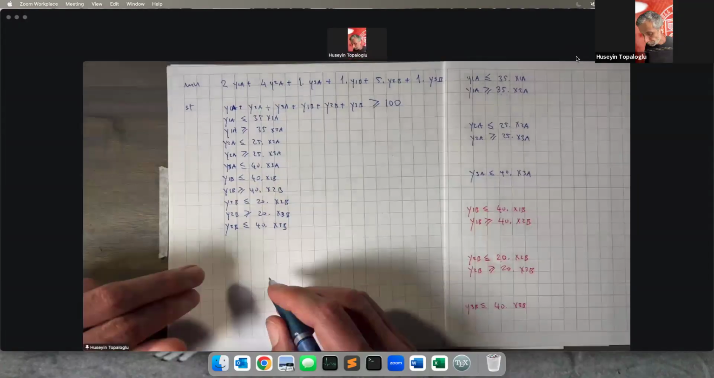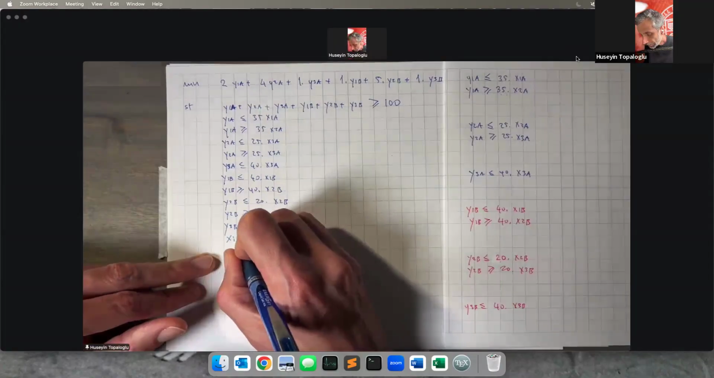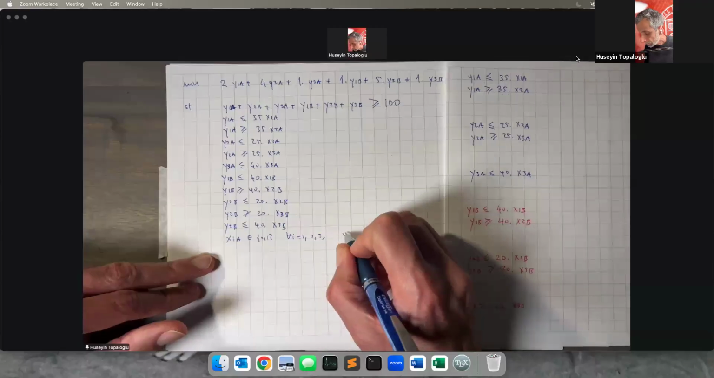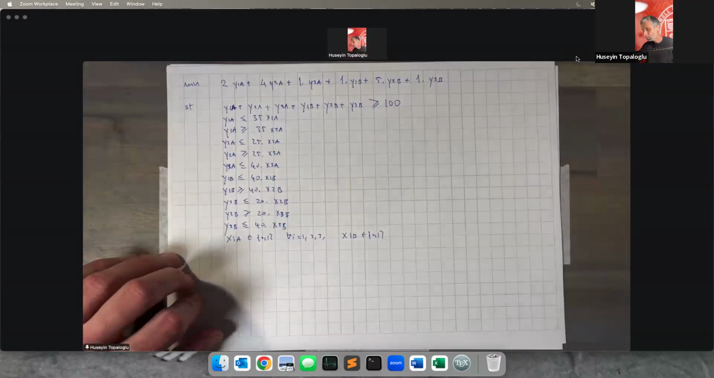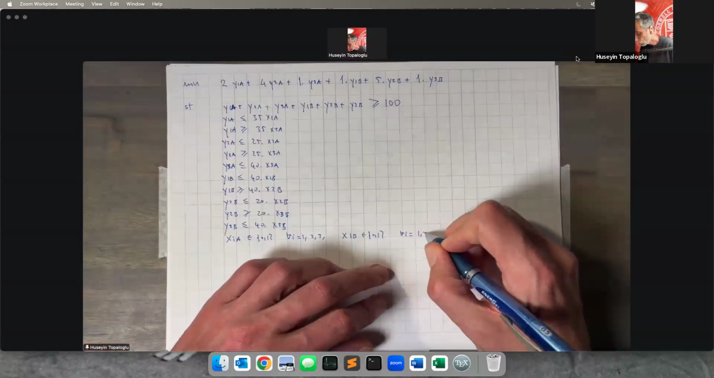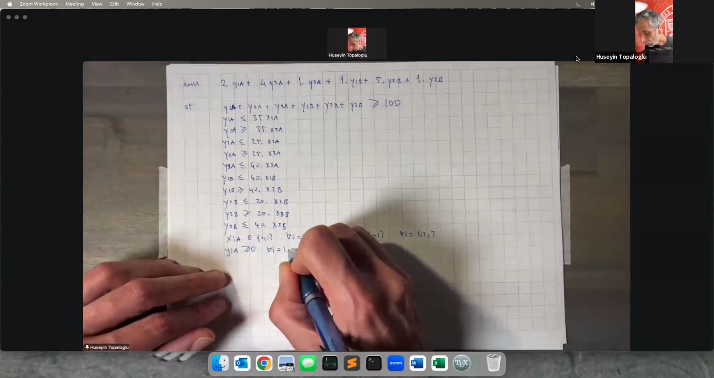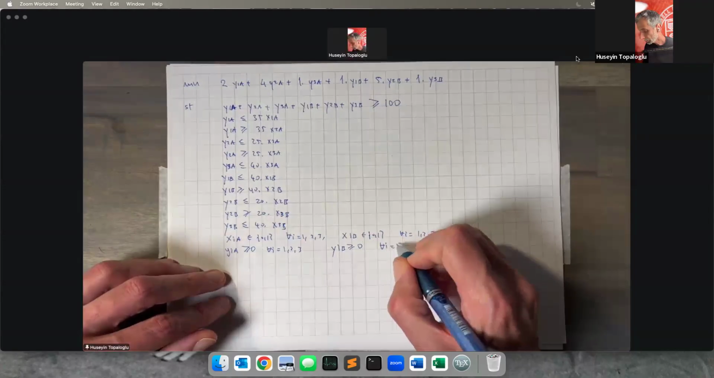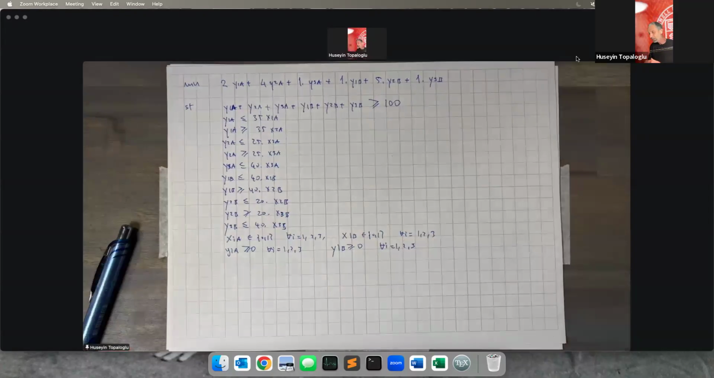And let's write our binary constraints. Xia is binary for every i equal to 1, 2, 3. Xib is binary for every i equal to 1, 2, 3. Yia is non-negative for every i equal to 1, 2, 3. Yib is non-negative for every i equal to 1, 2, 3. Okay. This is how we embed a piecewise linear objective function into an optimization problem.